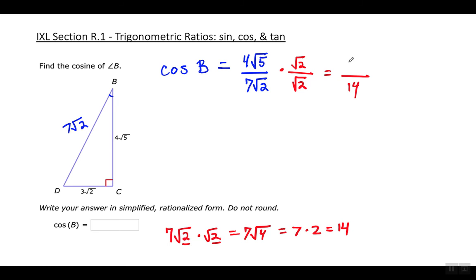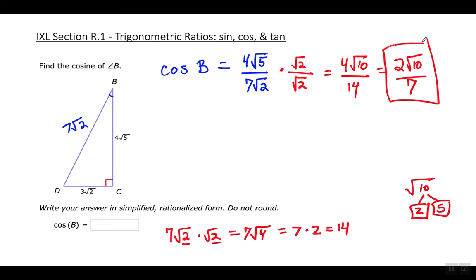Okay? On the top, I'm going to get 4 square root of 10. Okay, now the square root of 10, I cannot simplify that any further because I can only break it up into 2 times 5. Those are the prime numbers that you multiply to get 10. And each one of those numbers only appears once. So in other words, I cannot simplify that any further. However, I can simplify the 4 over the 14. Divide them both by 2, and you're going to get 2 over 7, 2 square root of 10 over 7. So this is my answer. This is the cosine of B.